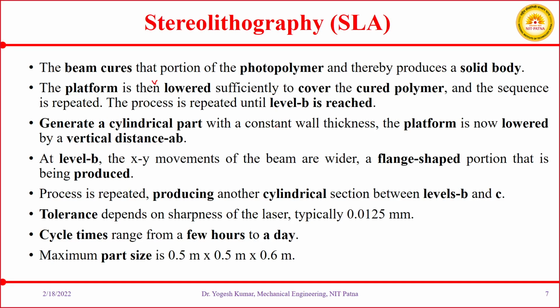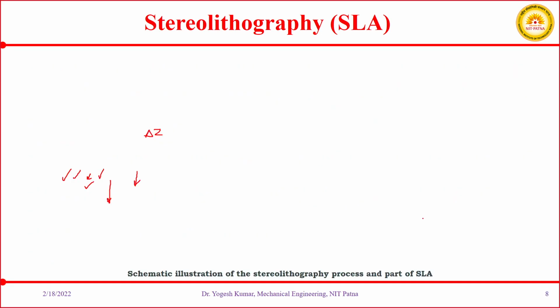Generate a cylindrical part with a constant wall thickness. The platform is now lowered by a vertical distance AB. At level B, the XY movements of the beam are wider, and a flange-shaped portion is being produced. The process is repeated, producing another cylindrical section between B and C.